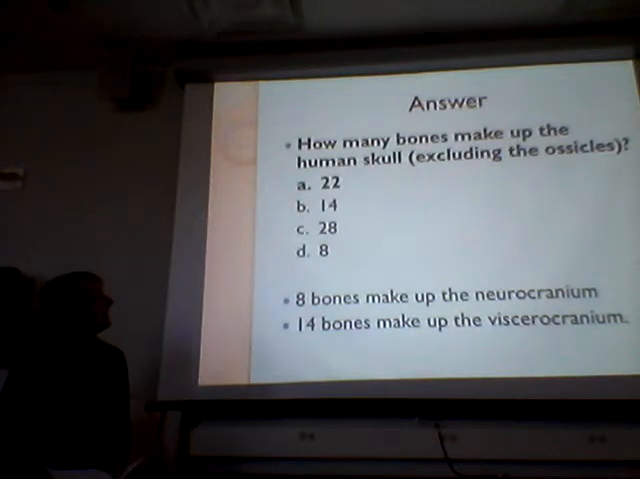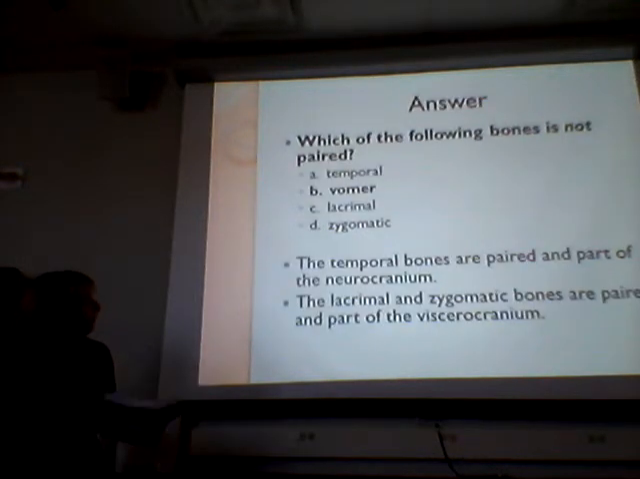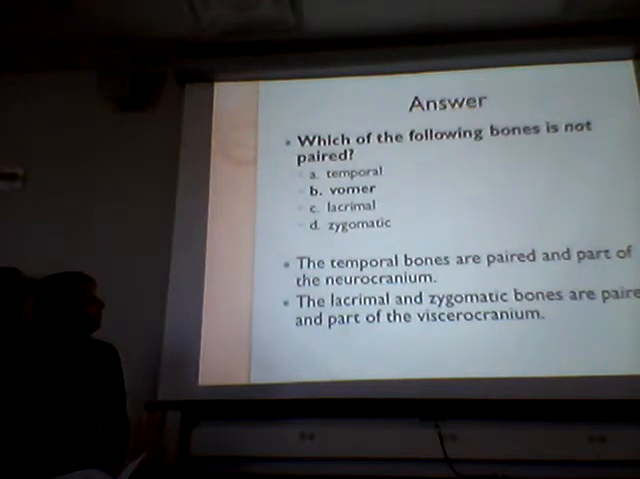All right, so next slide. Okay, another question. Which of the following bones is not paired? Temporal, vomer, lacrimal, or zygomatic? Vomer. Vomer, right. Vomer is part of the neurocranium or viscerocranium? Okay, let's go to the next slide. Vomer, as we said, and then the temporal bones are paired and part of the neurocranium. Lacrimal and zygomatic are also paired, but they're part of the viscerocranium.